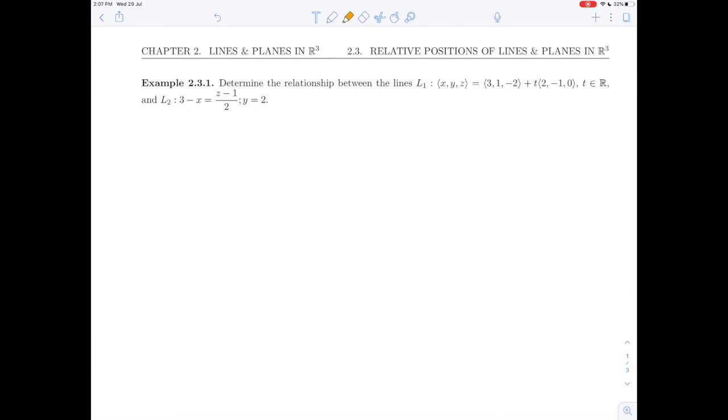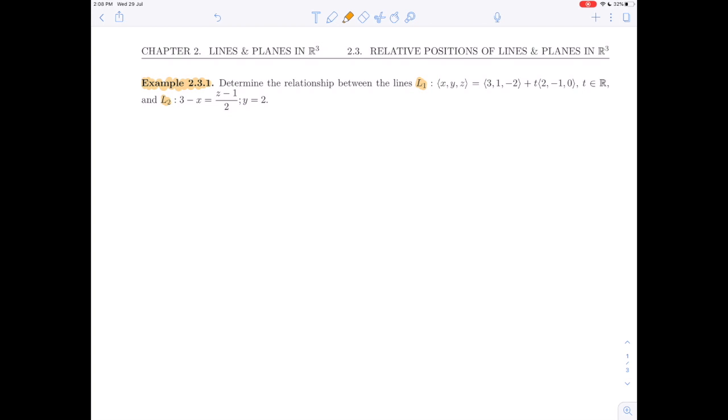We are going to do example 2.3.1 in this video about the relative position, or the relationship, between two lines. The two lines given are L1: (x, y, z) = (3, 1, -2) + t(2, -1, 0), and L2, which is given in symmetric form: 3 - x = (z - 1)/2, and y = 2.